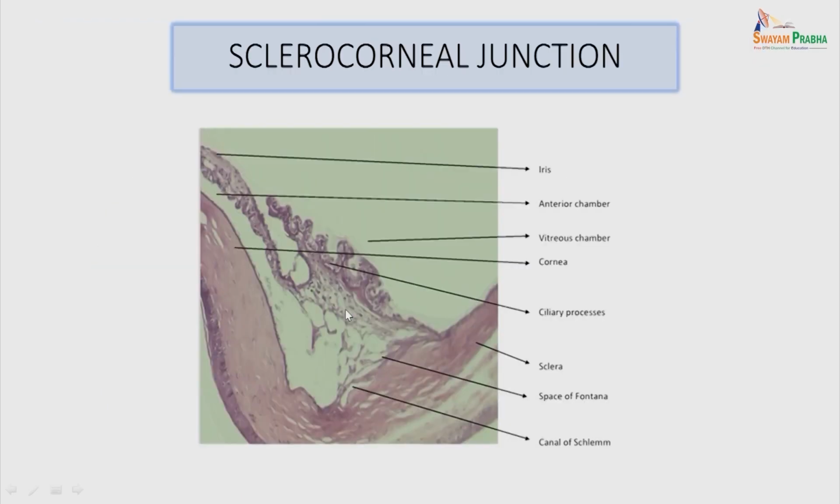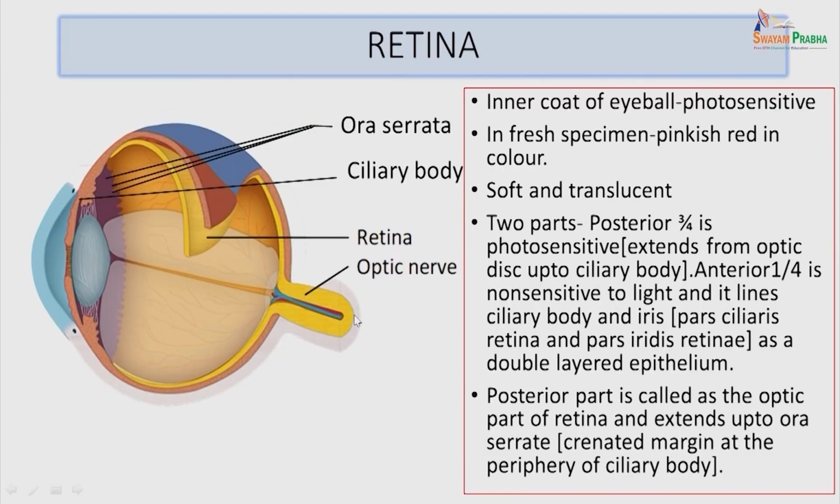This is the microscopic appearance of the sclerocorneal junction, and we can identify the sclera and the cornea. This is the sclera cornea, and here is the canal, sinus venosus sclerae or canal of Schlemm, which is lined by endothelium. Now we are going to see the next topic, that is the retina, starting with this slide which shows the general features of retina.